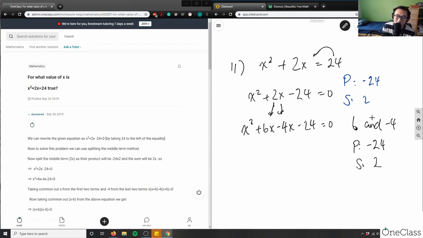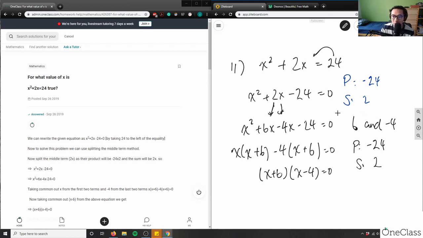Now I'm going to factor each pair. I have x squared plus 6x; the common factor here is x, so if I divide that out, I get x plus 6. The common factor between negative 4x and negative 24 is negative 4. Dividing it out, we get x plus 6 again. Now I can rewrite this as x plus 6 times the group of x and negative 4, which is x minus 4, equals 0.